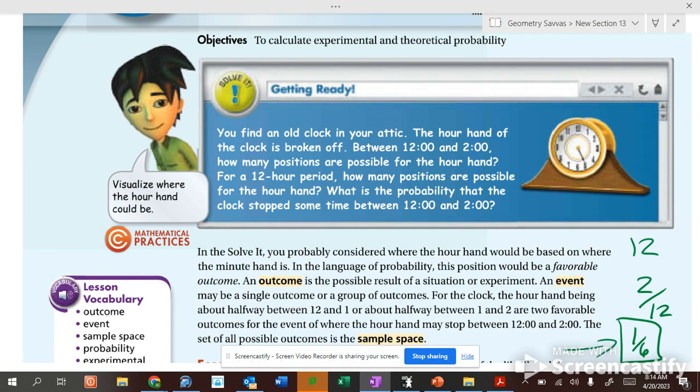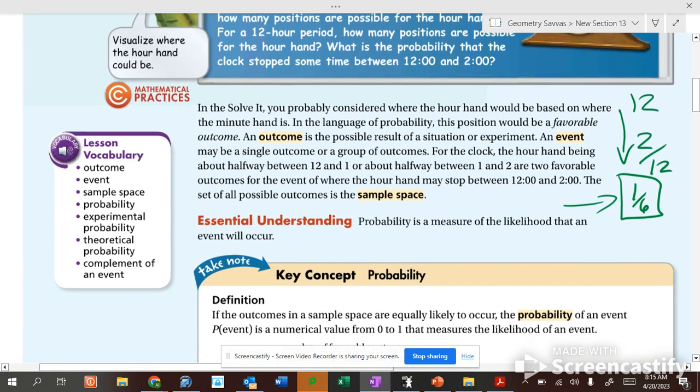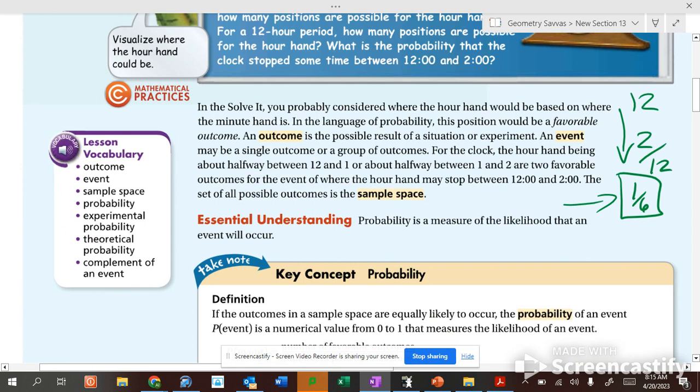this is an outcome. Okay? An outcome is a possible result of a situation or experiment. An event is figuring out the probability. It could be one outcome or it could be a bunch of outcomes, as we'll see when we're rolling a die. Okay? And then the sample space is all of the outcomes listed out. And again, we'll see one in a little bit.